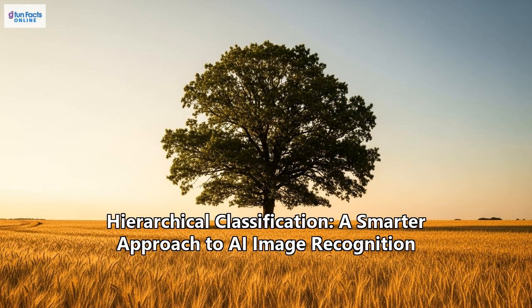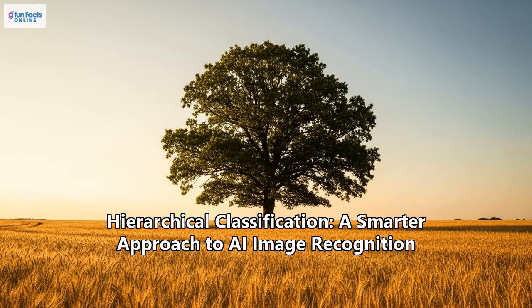This is a game changer. If an AI sees a low-resolution image of a bird, a flat classifier might fail completely. But a hierarchical model can confidently say, I am not sure of the exact species, but I know it's a bird. That's still incredibly useful information.